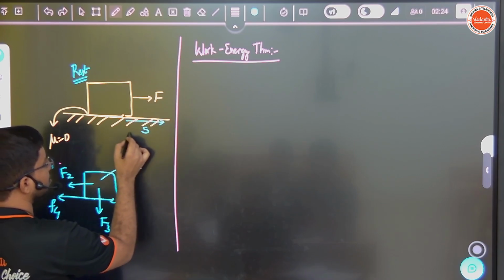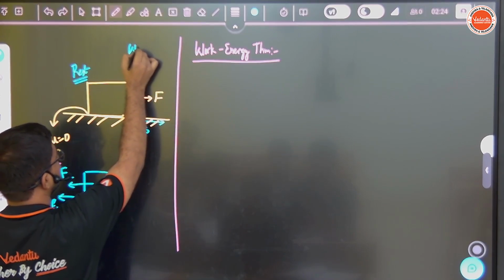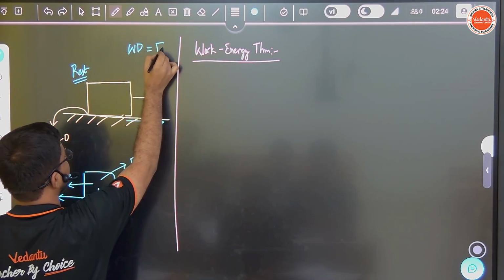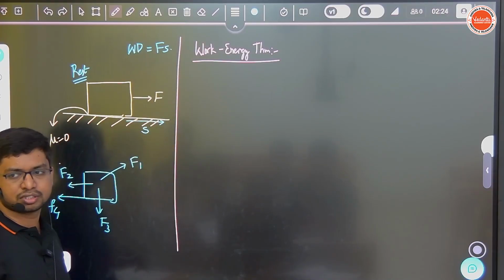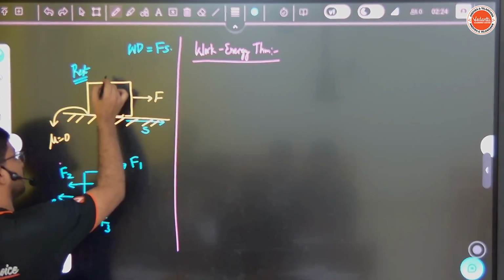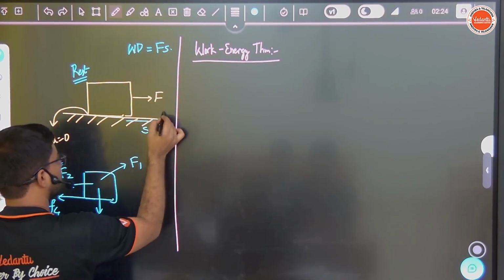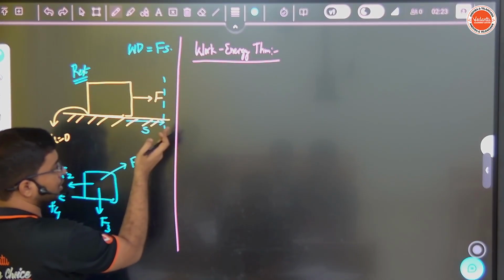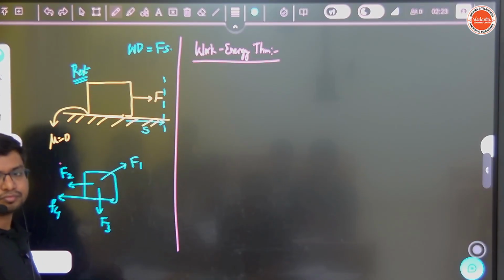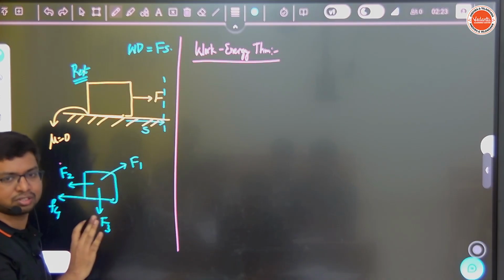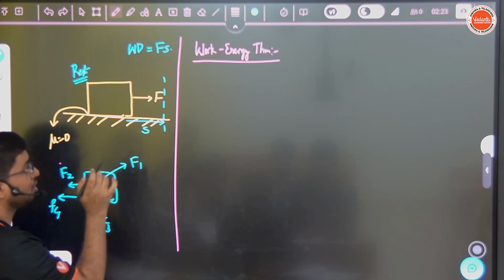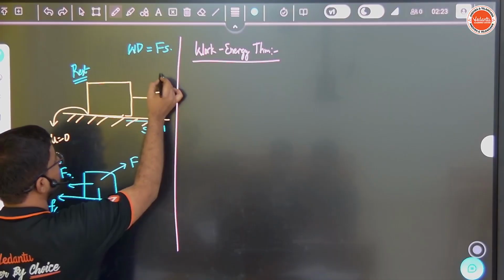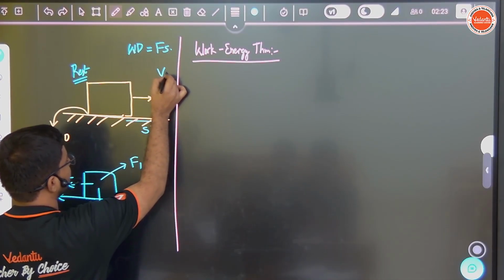Then what will be the work done in this case here? Directly for this one, you can just write F into S. Clear? Now tell me what is the kinetic energy this body is going to possess after traveling S distance? Don't say directly it is F into S from the work energy theorem. I want the actual calculation. Tell me the velocity that it is going to have over here.